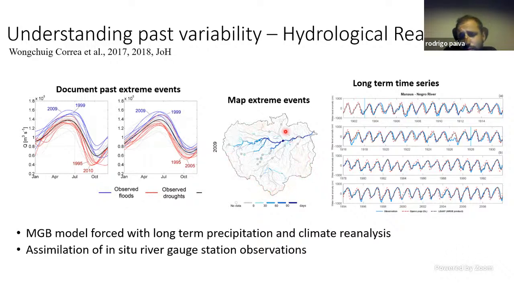And with this very long time series everywhere in the basin, we can, for example, understand specific extreme events such as the 2009 flood in the Amazon. We can really build a picture of these events or compare different past floods and droughts. For instance, what we have here in black is the median year, and in blue are past floods reported in the literature, and in red, past historical floods.